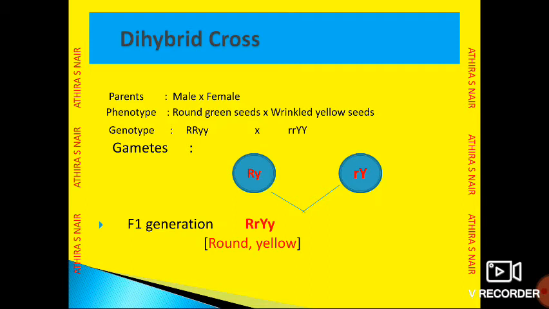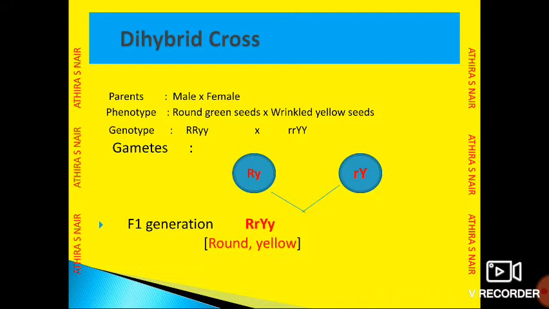For the dominant character we represent with capital letter R, and for the wrinkled character we use small letter r. Green seeds are a recessive character, and yellow seeds are the dominant character in the pea plant, Pisum sativum. That's why for yellow seeds we use capital letter Y, and for green seeds small letter y. Then we can write the genotype of the parents as capital R small y into small r capital Y.